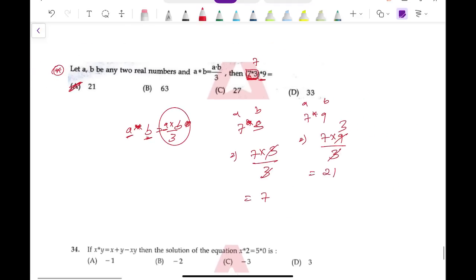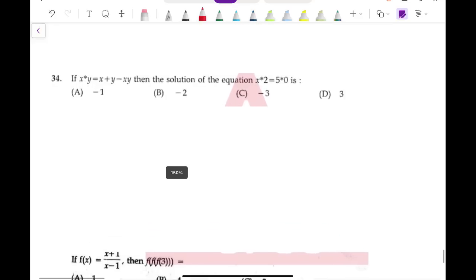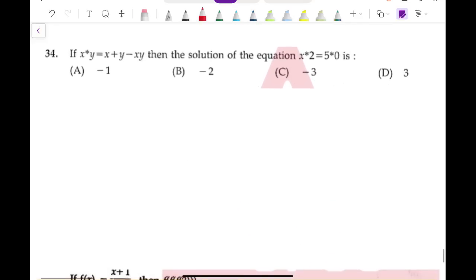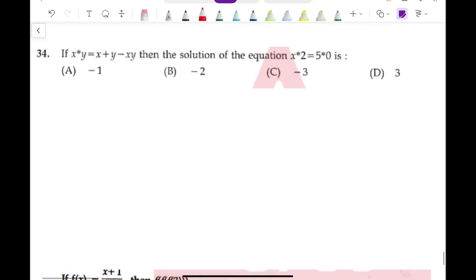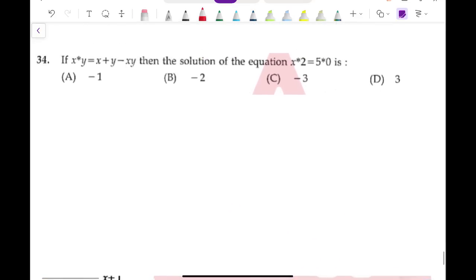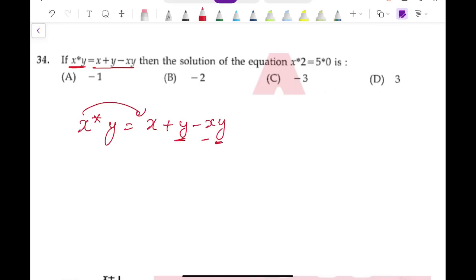Okay. So again, another one. Here, one variable is given. So the variable here is, if it is x star y, then the operation is this one. That means if there is x star y, then in that case x plus y minus xy. That means first term plus second term minus first term into second term. I'll just deduce this equation.